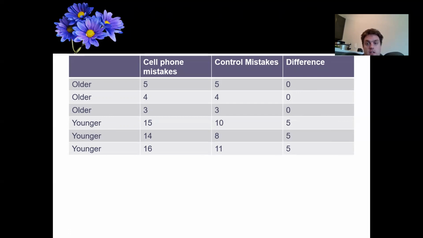This does actually change the claim because now it's not really accurate to say cell phones affect everyone. Again, these are just hypothetical examples, but it does actually change the claim because now just telling everyone don't drive with your cell phone isn't accurate. It's only accurate to say that to younger adults.